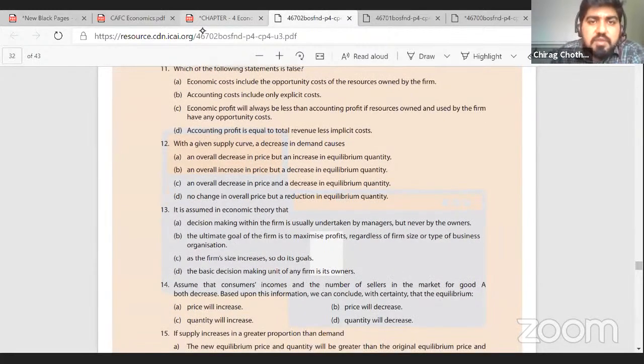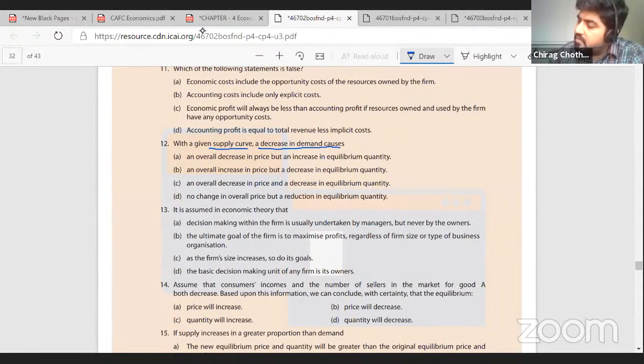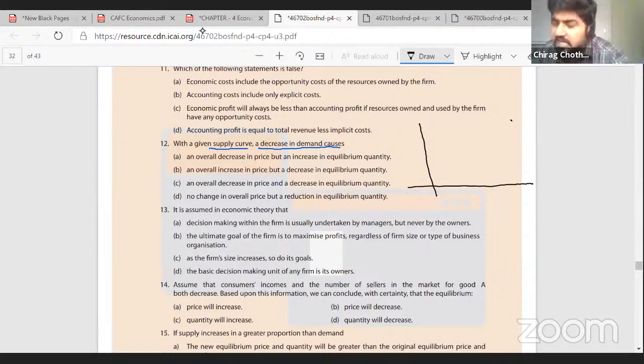See this now. Given a supply curve, a decrease in demand causes, right? Look at this. Given a supply curve, a decrease in demand curve. Now, I am solving this in front of you. If this type of questions are asked, even if you are sure, please don't mark the answers directly. Draw the diagram, only then mark the answer.